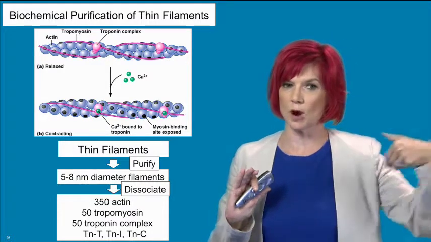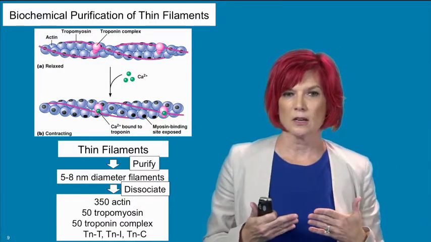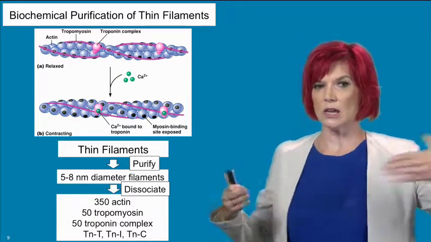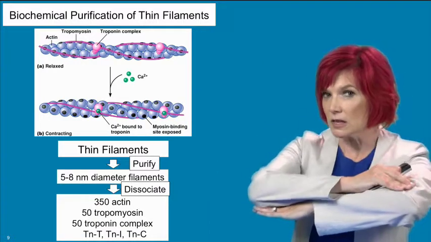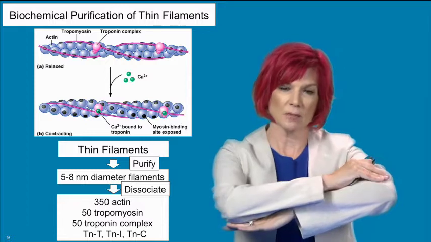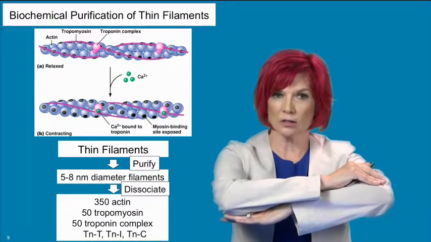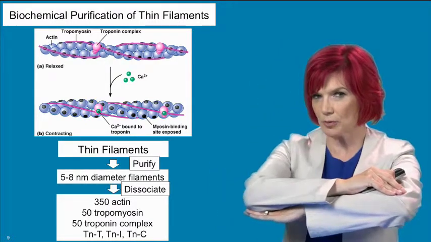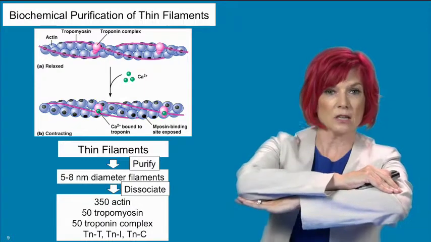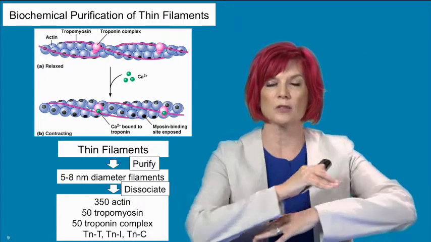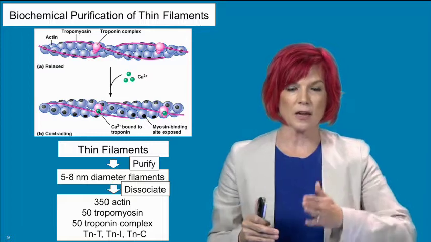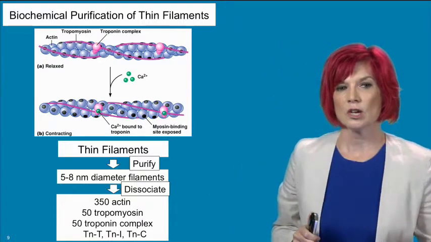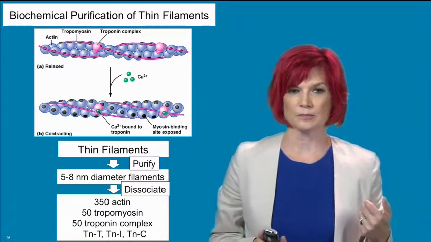I also want to point out while we're here that tropomyosin is a very elongated protein, and it binds along the length of the actin filament. Troponin is actually a complex of 3 proteins called troponin T, troponin I, and troponin C. And those bind at regularly spaced intervals to tropomyosin and actin.